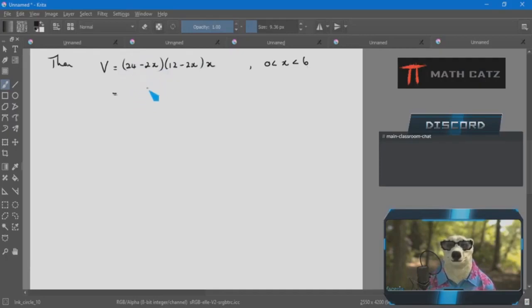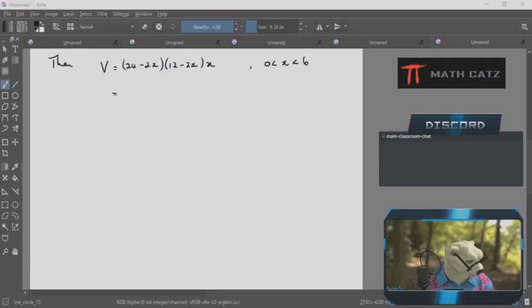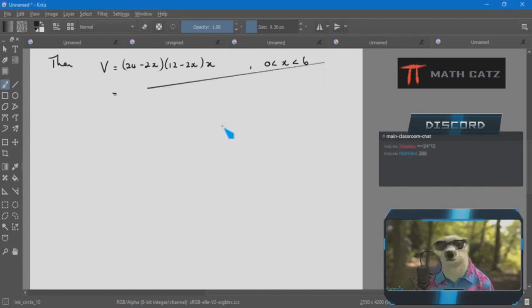So then the first 2, let's just show something in the chat to have something to look at. Let's see if MathBot wants to work with me. 24 times 12. Since it doesn't, I don't need to be able to do that in my head. 288. That's the first ones.